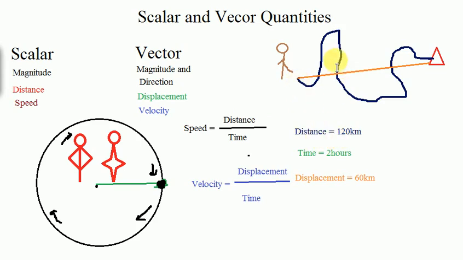The distance you covered to go from your house to your friend's party is 120 kilometers. The time required for this is 2 hours, right, to reach here. But the displacement that has occurred is 60 kilometers from this point to this point, right? So you can calculate the speed.